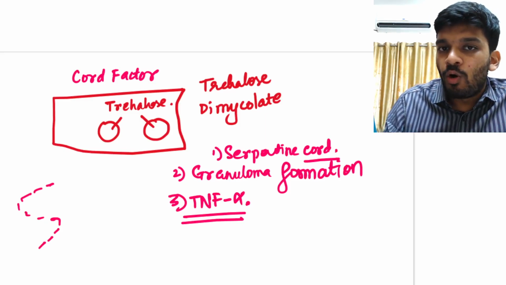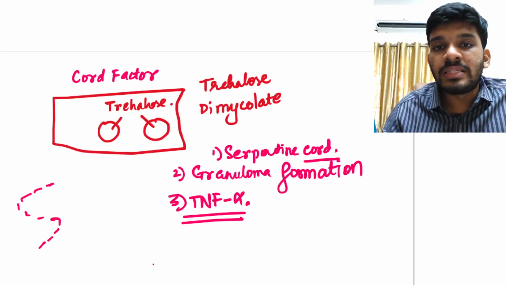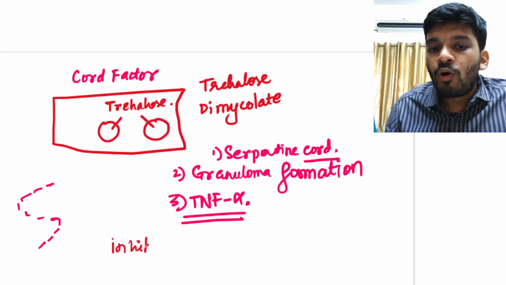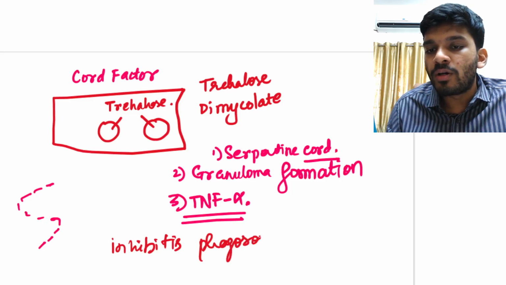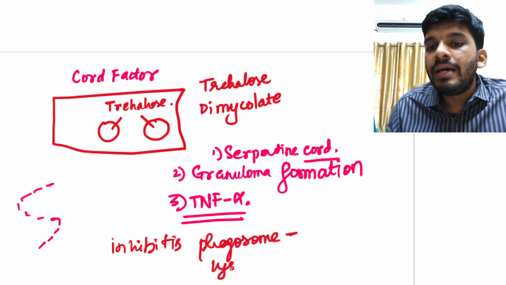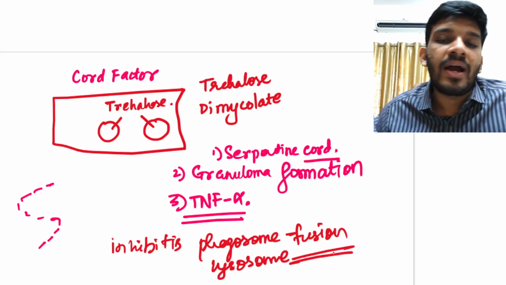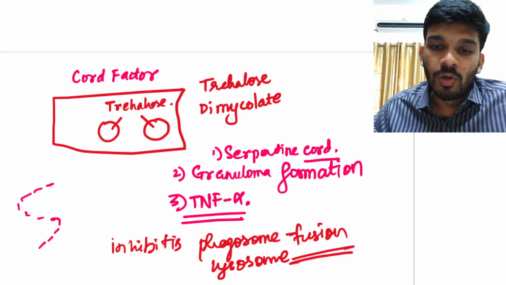Surface glycopeptides help in inhibiting phagosome and lysosome fusion. That is a very important thing. That is why it is able to survive intracellularly, right? So you can remember these things, and these are the important points related to the virulence factors of Mycobacterium tuberculosis.